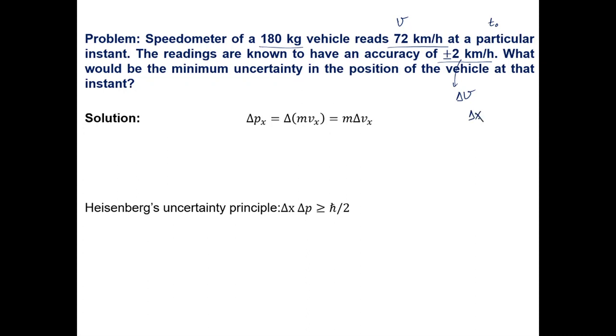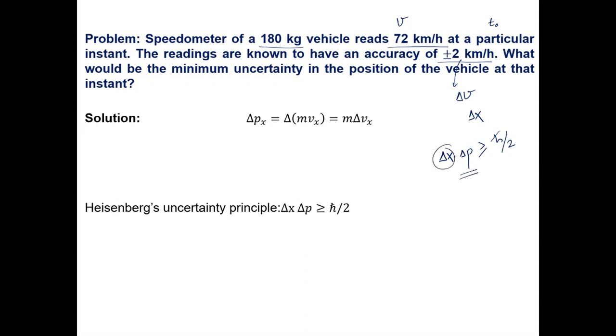So we apply the Heisenberg's uncertainty principle. The equation is delta x, which is the error in the position, times delta p, which is the error in the momentum, is greater than or equal to h bar by 2. So we have to find delta x. First, let's calculate delta p.